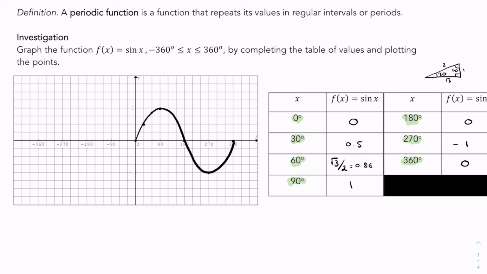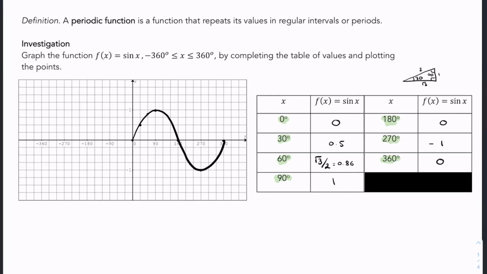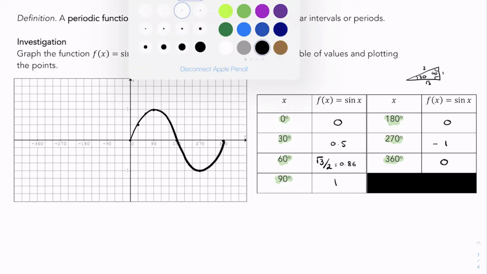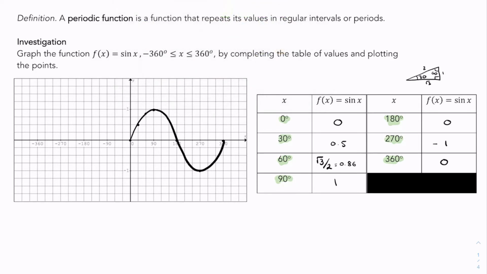One period. And I say one period because it repeats itself going backwards. In other words, from 0 back to negative 360. And I'll let you, if you like, fill in the table of values. But in order to save time here, let me put in the points. So sine of negative 90, we get negative 1. Sine of negative 180, we get 0. Sine of negative 270, we get positive 1. And sine of negative 360, we get 0 again.